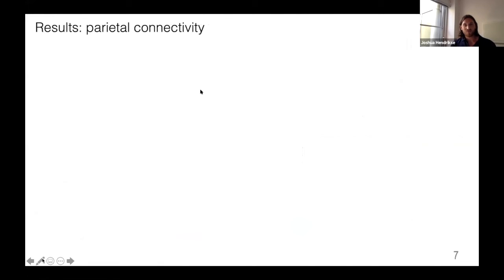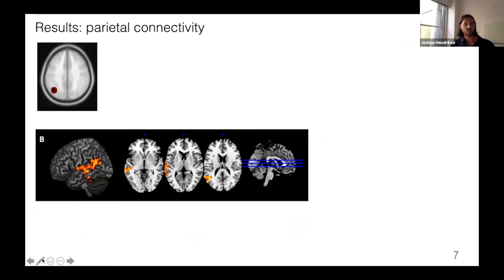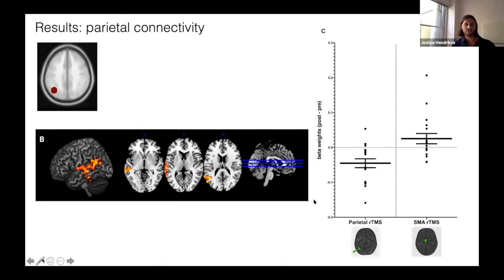So whilst we're unable to reproduce these effects focusing on hippocampal connectivity and seeding the hippocampus, we were next interested in assessing changes in connectivity at the cortical level. So we seeded a region in the parietal cortex corresponding to the stimulation target. And again, we did see some evidence of alterations in connectivity following stimulation, within plausible regions, within medial temporal regions. However, mirroring the results we observed when seeding the hippocampus, we again observed evidence of decreased connectivity following parietal hippocampal stimulation.